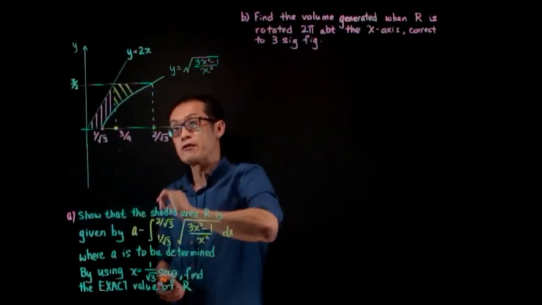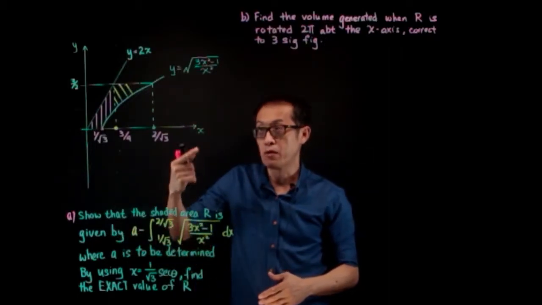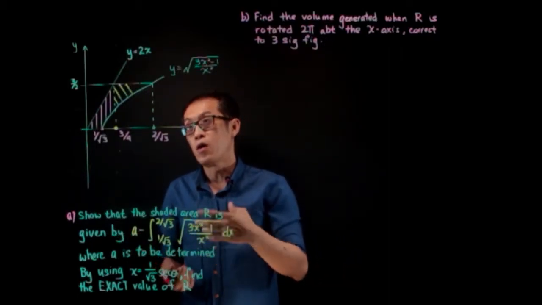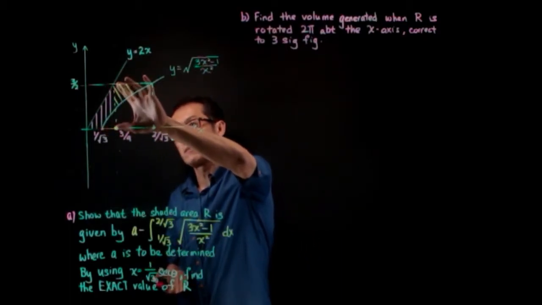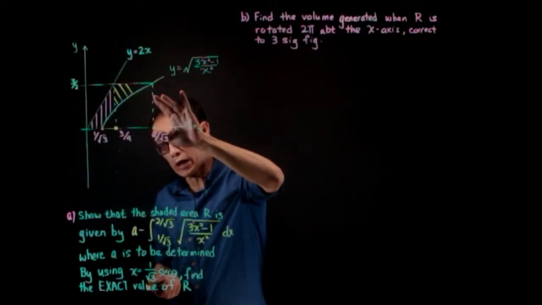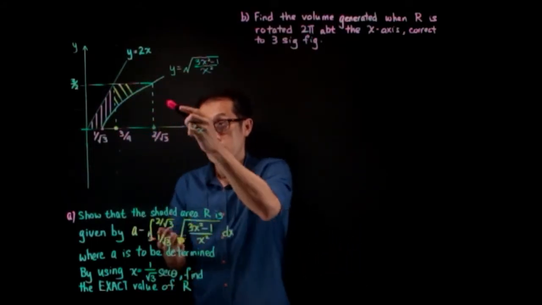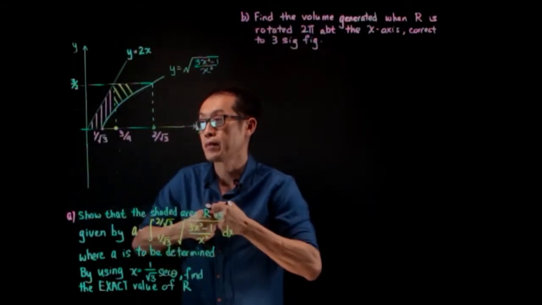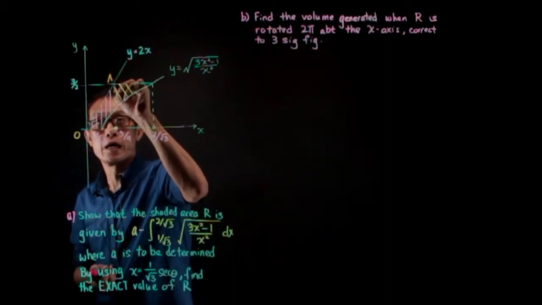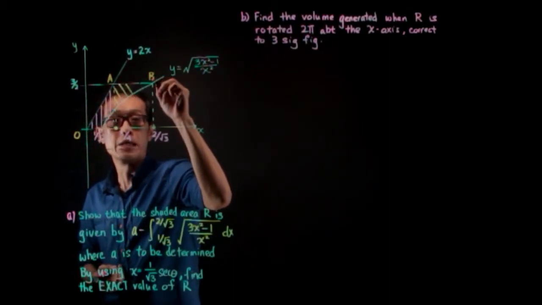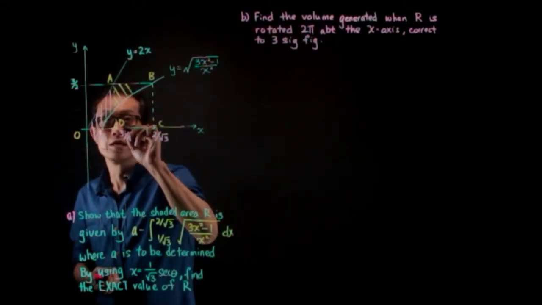Now how to find the area of the trapezium? I can use my formula, half the sum of parallel sides times height, or in this case I will just use the area of this triangle plus the area of this rectangle. So let us name our figure. Maybe I call this O, A, B, C, D.